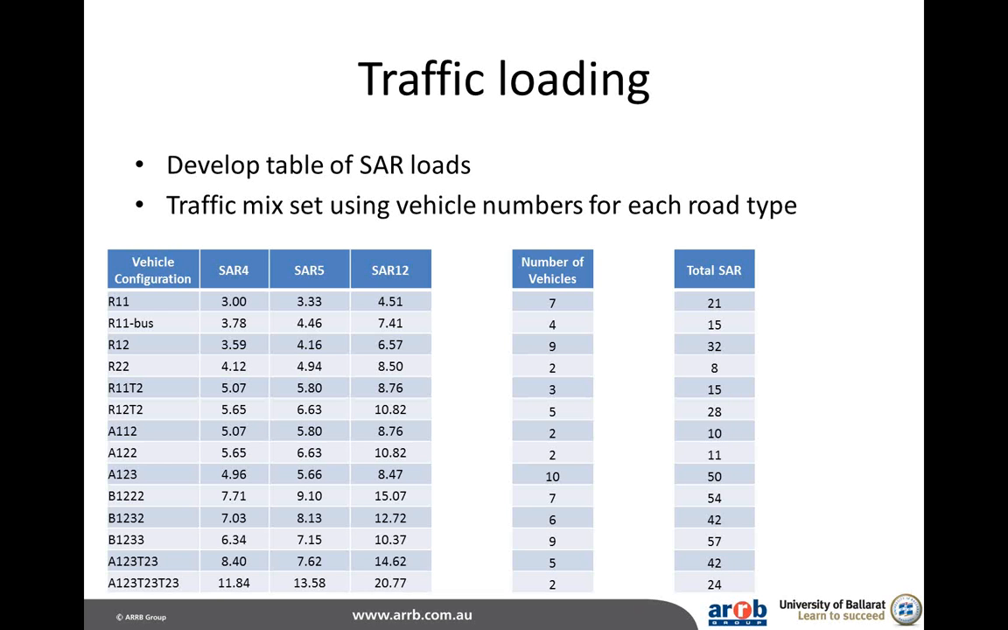From this table, we can then determine our traffic mix on each road simply using a vehicle count for each of those vehicles. So if we look at an example of a rigid 1-1 axle with a SAR 4 load, if we multiplied that through by the number of vehicles, so each vehicle has a SAR of 3, you multiply that by the 7 vehicles and we get a total of 21. So that would be a daily SAR load on the road and is what FAMLIT uses for its input.